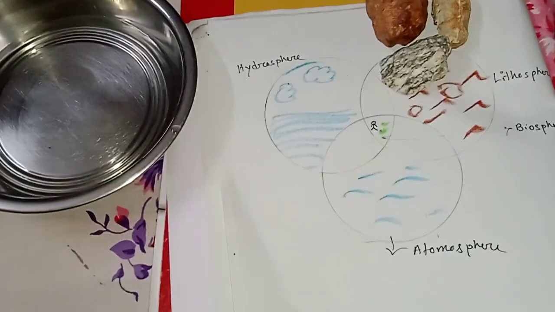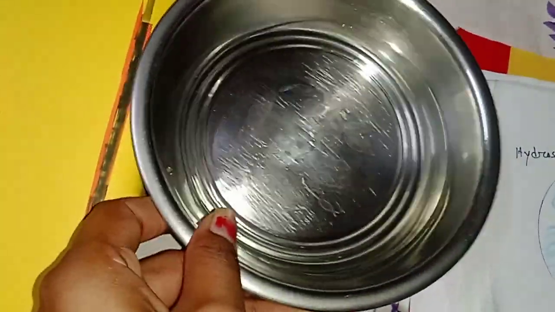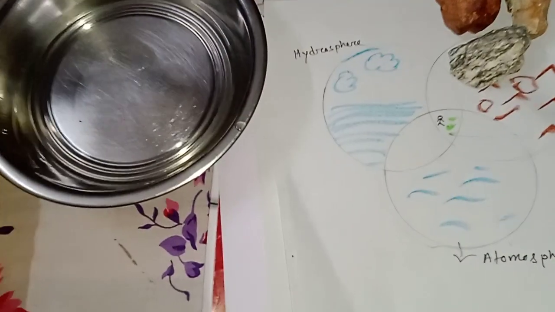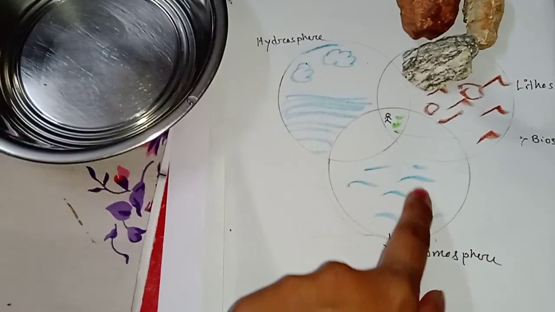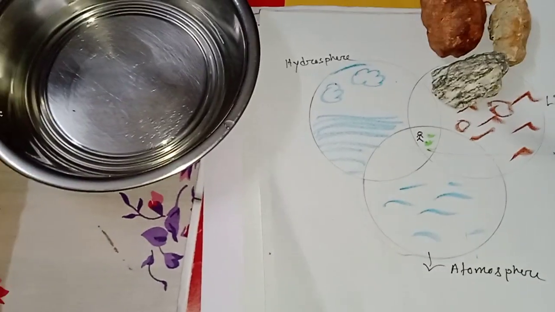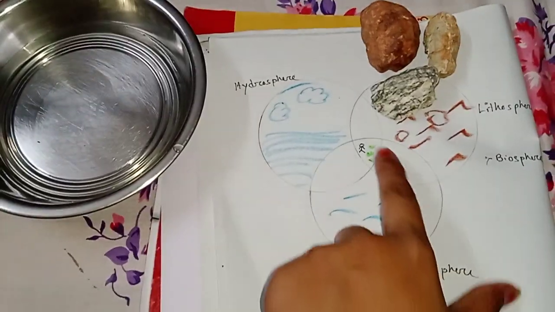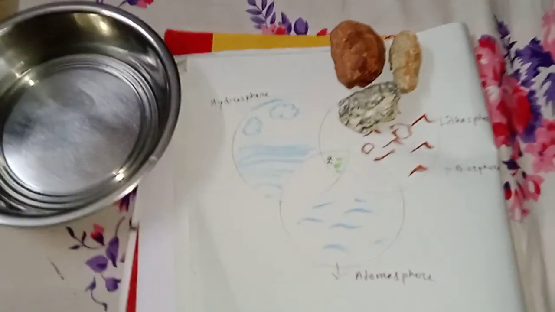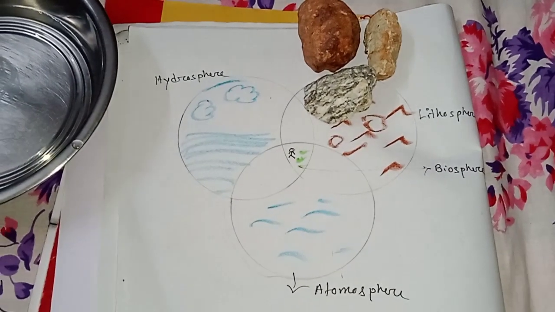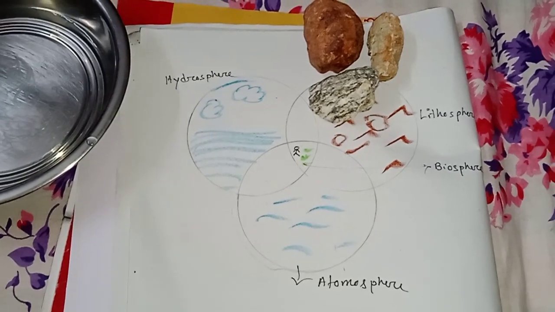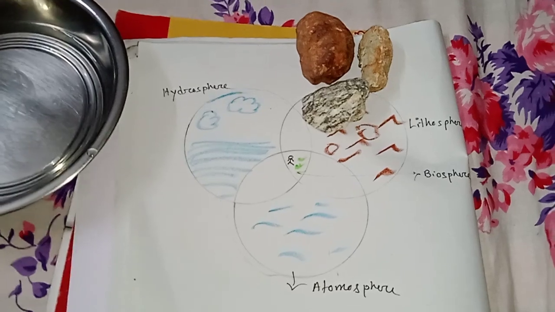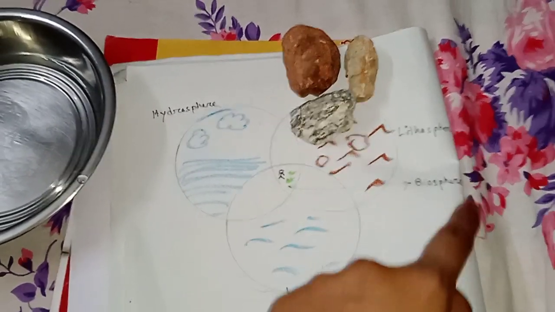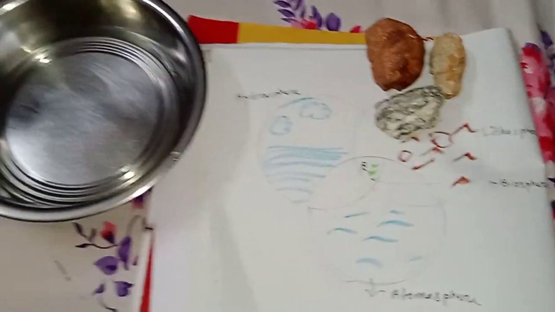And the hydrosphere, sphere of water. Okay? Hydrosphere, sphere of water. And the atmosphere is the sphere of air. And the parts of the spheres in which life exists is known as the biosphere. So students, in this diagram, we can see that the common part of hydrosphere, lithosphere and atmosphere is the biosphere, where life exists. Okay?